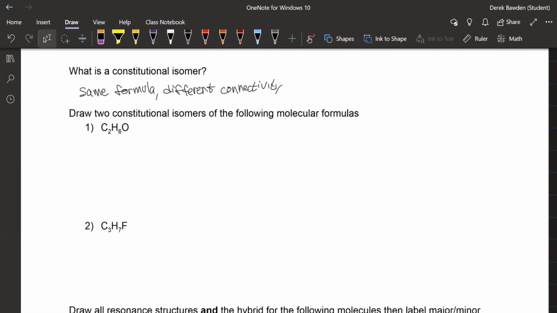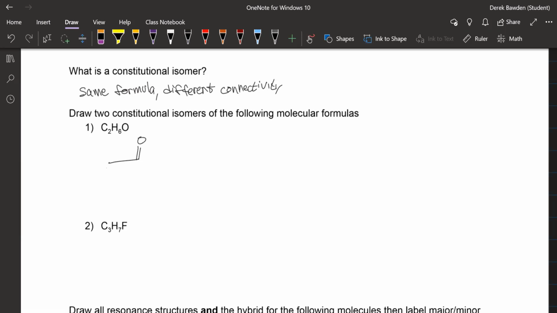So we want to find out 2 different ways that we could make this formula, right? So we want to turn this into a structure. Like I said with these, I always try to start with our carbon chain. So we have 2 carbons, we'll just start like that. We have 1 oxygen and 6 hydrogens. So let's try a double bonded oxygen here. So this gives us 1 hydrogen here and 3 here. That only leaves us with 4 hydrogens, so that's not going to work.